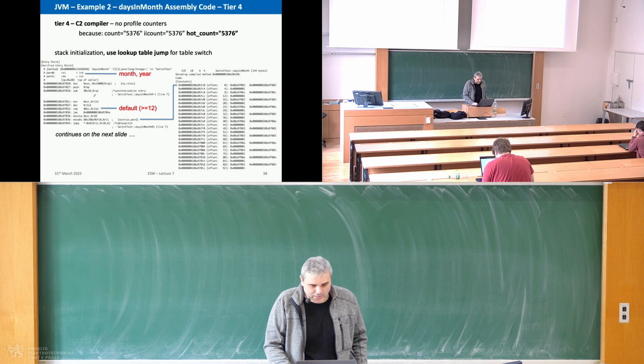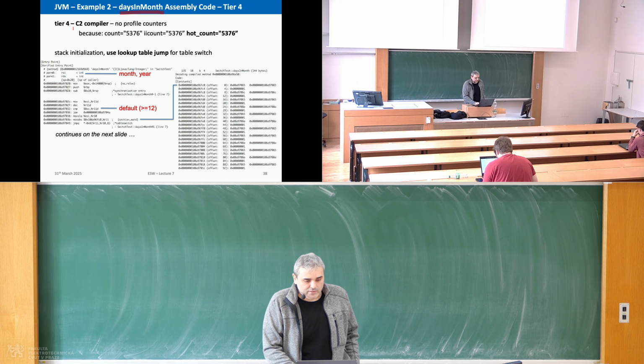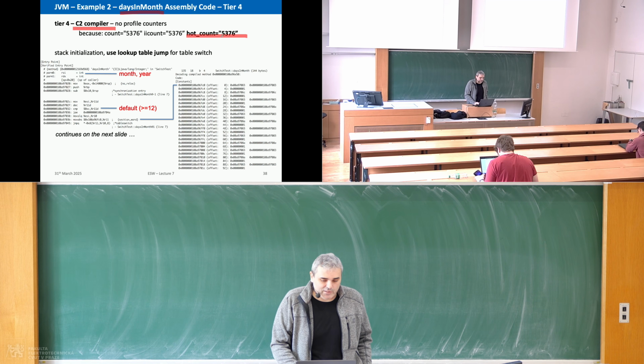So let's continue with our examples. This is still the days-in-month method, the method returning the number of days for a particular month and year. But in this example, it is the C2 compiler outcome. The reason: it was executed enough, we have 1 million cycles. This occurred after more than 5,000 executions. And you can see the resulting assembly code here with the mapping.